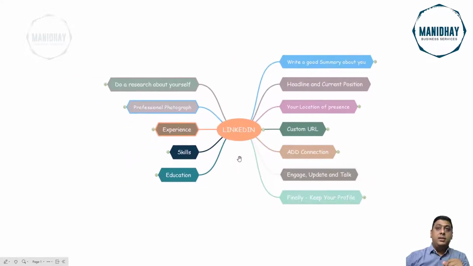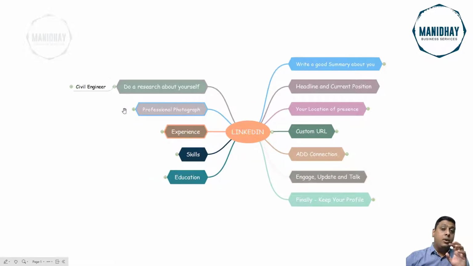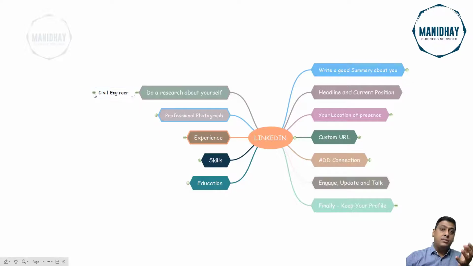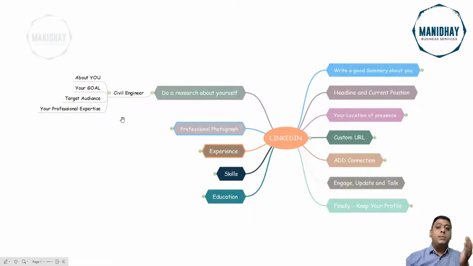First, before building a LinkedIn profile, do some research about yourself. You are a civil engineer. Yes, you have a degree in civil engineering, maybe a diploma, maybe a BE in civil engineering, maybe an MTech in structural engineering or any other degree with respect to civil engineering. Correct. Next, about you: what exactly do you want to know about you?